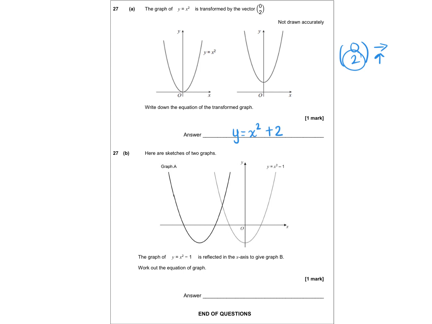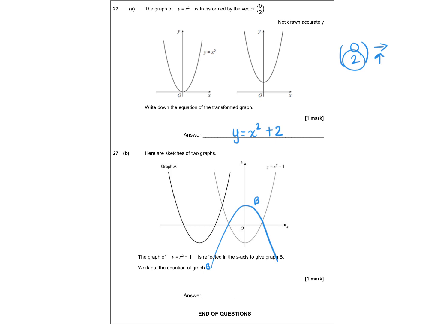So here are sketches of 2 different graphs. You've got graph A, which we actually don't care about at all, and then we have this other lightly colored graph. It says the graph of y is equal to x squared minus 1 is reflected in the x-axis to give graph B. So they take this light colored one and they flip it upside down so it looks something like that. They want us to work out the equation of graph, there should be a letter there, I'm sorry, it should say graph B.